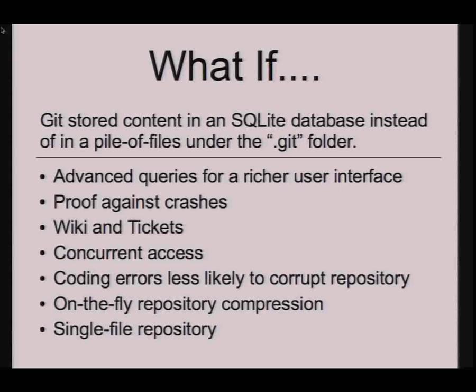It would be proof against crashes. Right now, if you're committing something and you lose power, you get weird things in your Git file. You could easily add tickets or trouble tickets and bug reports and wiki to your archive. That'd be simple if you had a database to drive it. You could get concurrent access. Multiple scripts could be using the same repository at the same time. Coding errors would be less likely to corrupt the repository because when you're making changes, you could do it all inside a transaction, and just before you commit, you go back through and make sure that everything is still accessible and everything is still right before you issue your commit. And if anything's wrong, then back it out, roll it back.